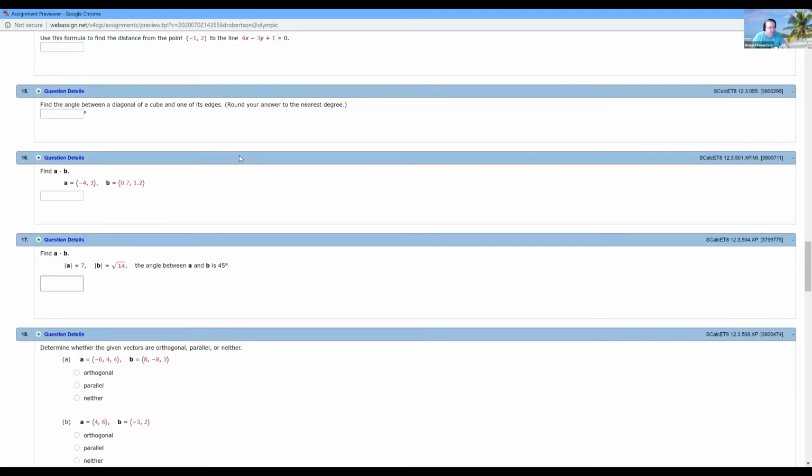Oh, that one I haven't done. Find the angle between the diagonal of a cube and one of its edges.